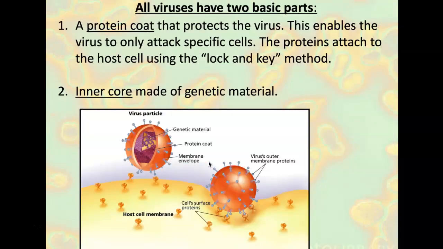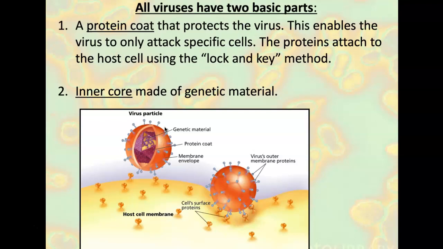All viruses are going to have two basic parts. One part is the protein coat. Now the protein coat in this image is going to be this red capsule that has these little blue proteins on it. So the protein coat is going to be what allows for the virus to attach to the host cell, and it's going to be through what is referred to as the lock and key method.